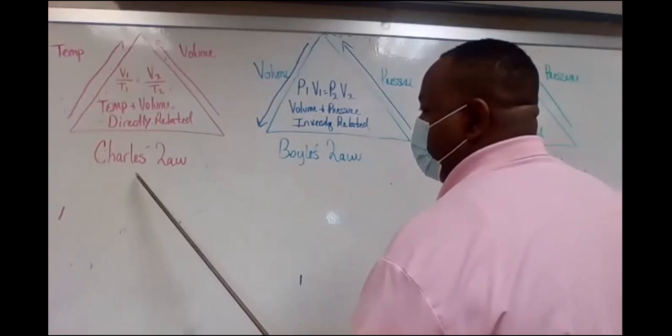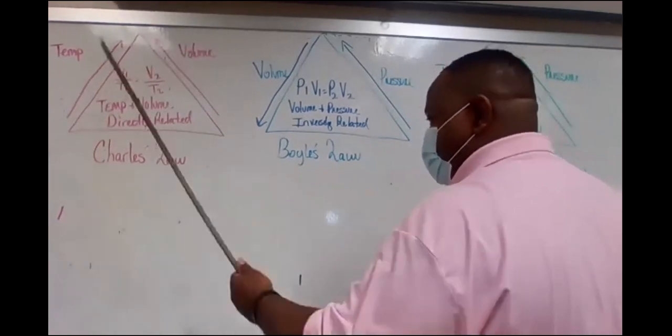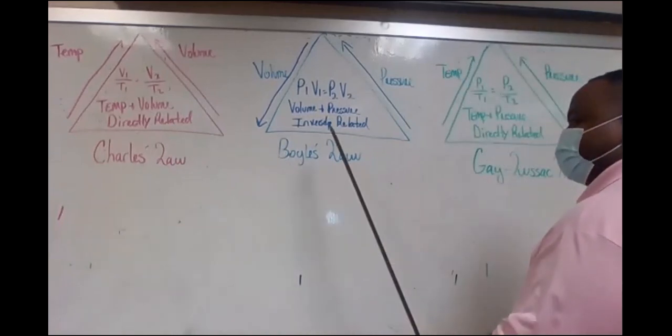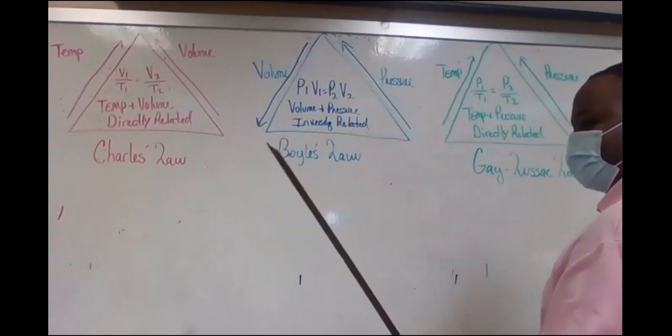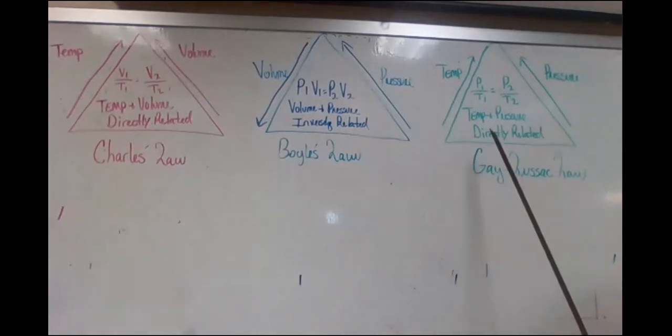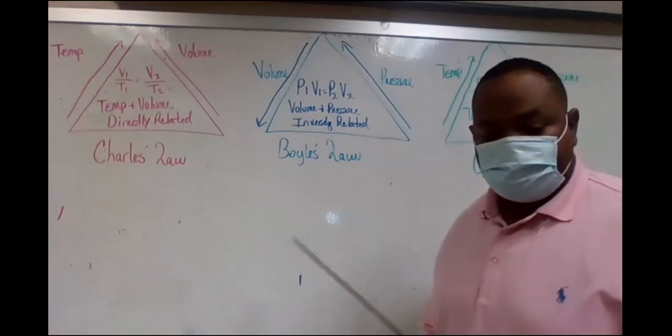But what you need to know is that when you're talking about Charles's law, temperature and volume are directly related. They go the same way. Boyle's law says that volume and pressure are indirectly related. They go opposite ways. And Gay-Lussac says that temperature and pressure are directly related. They go the same way. Okay? All right.